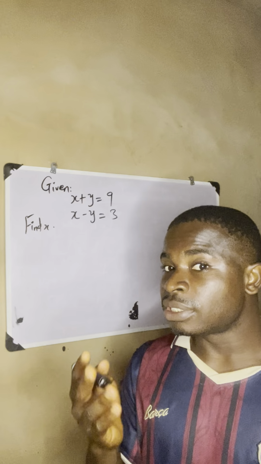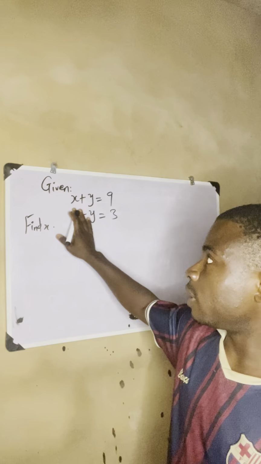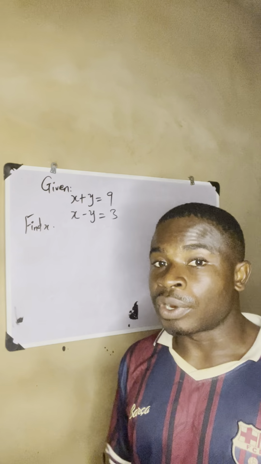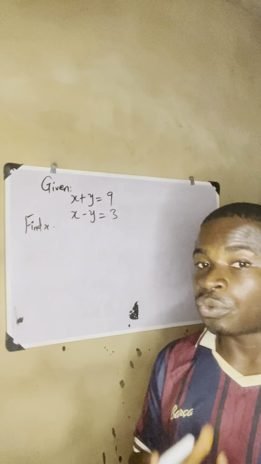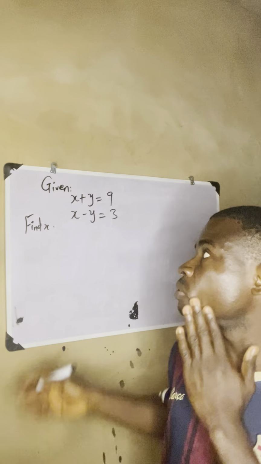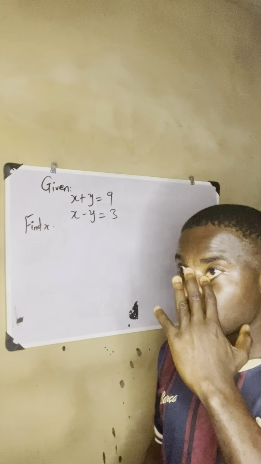So eliminate means to take away a particular variable. Usually, it is two variables. We have x and y. Those are the two variables. So you find a way of removing one of the variables, and you'll be left with one. After solving for that variable, you now substitute into any of the equations to get the second variable.